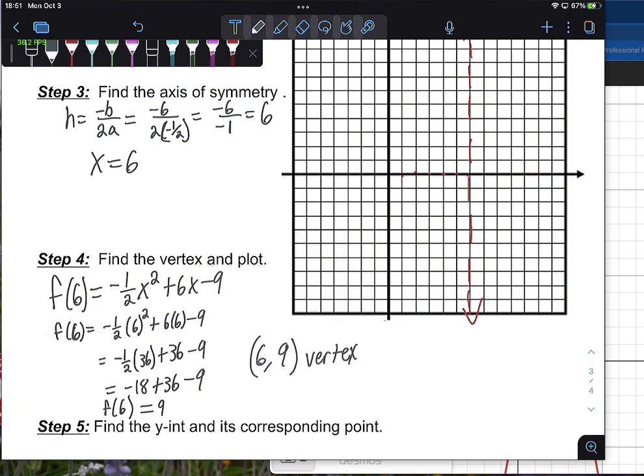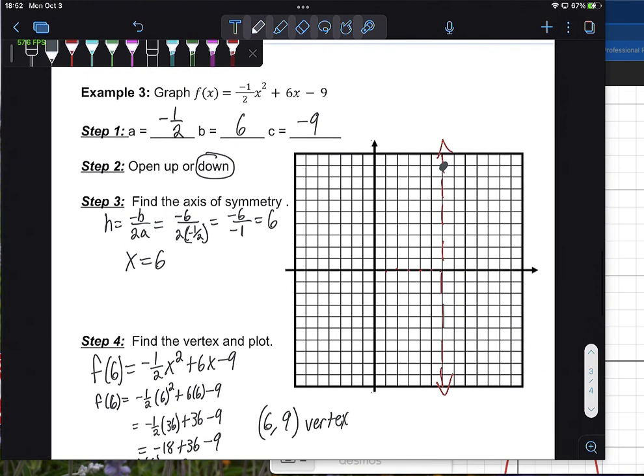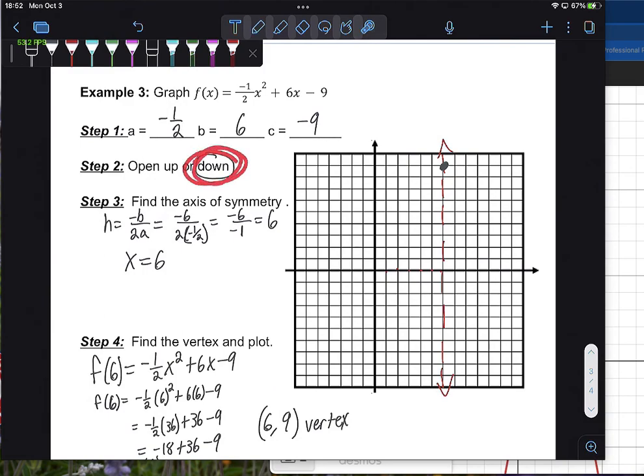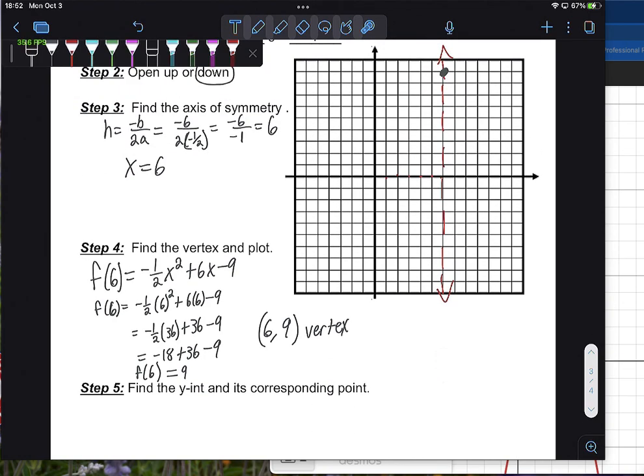Alrighty, so here's 6 right here. Let's go up 9. 1, 2, 3, 4, 5, 6, 7, 8, 9. Again, guys, this is going down. Alrighty, let's find my y-intercept. So here's one of my points. I need a second point.